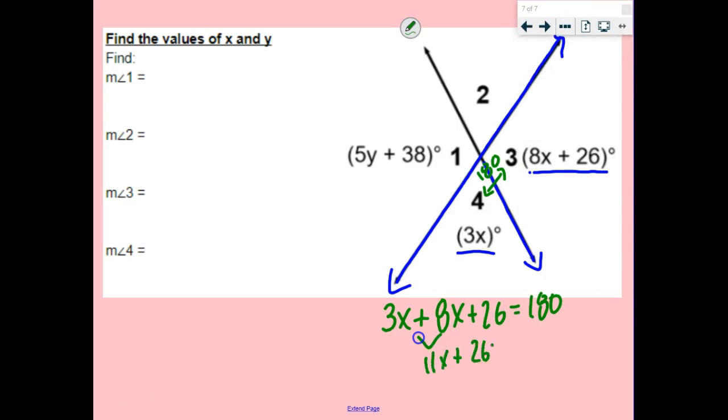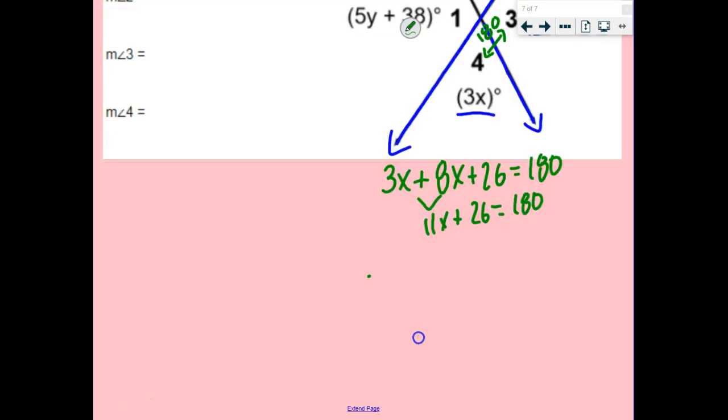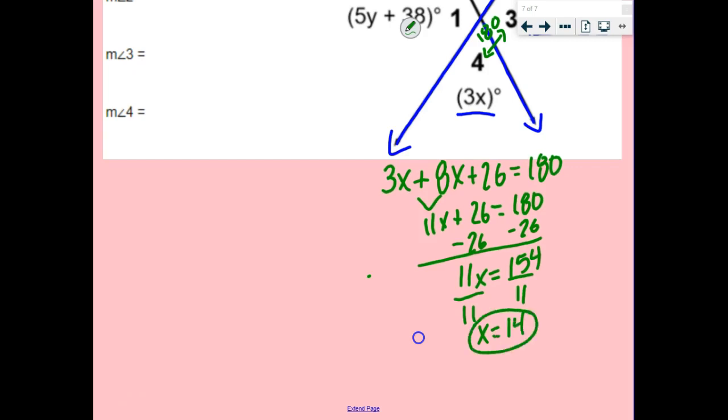Add the like terms. Undo the plus 26 on both sides with a minus 26. We get 11x equals 154. Divide both sides by 11. We get x equals 14.